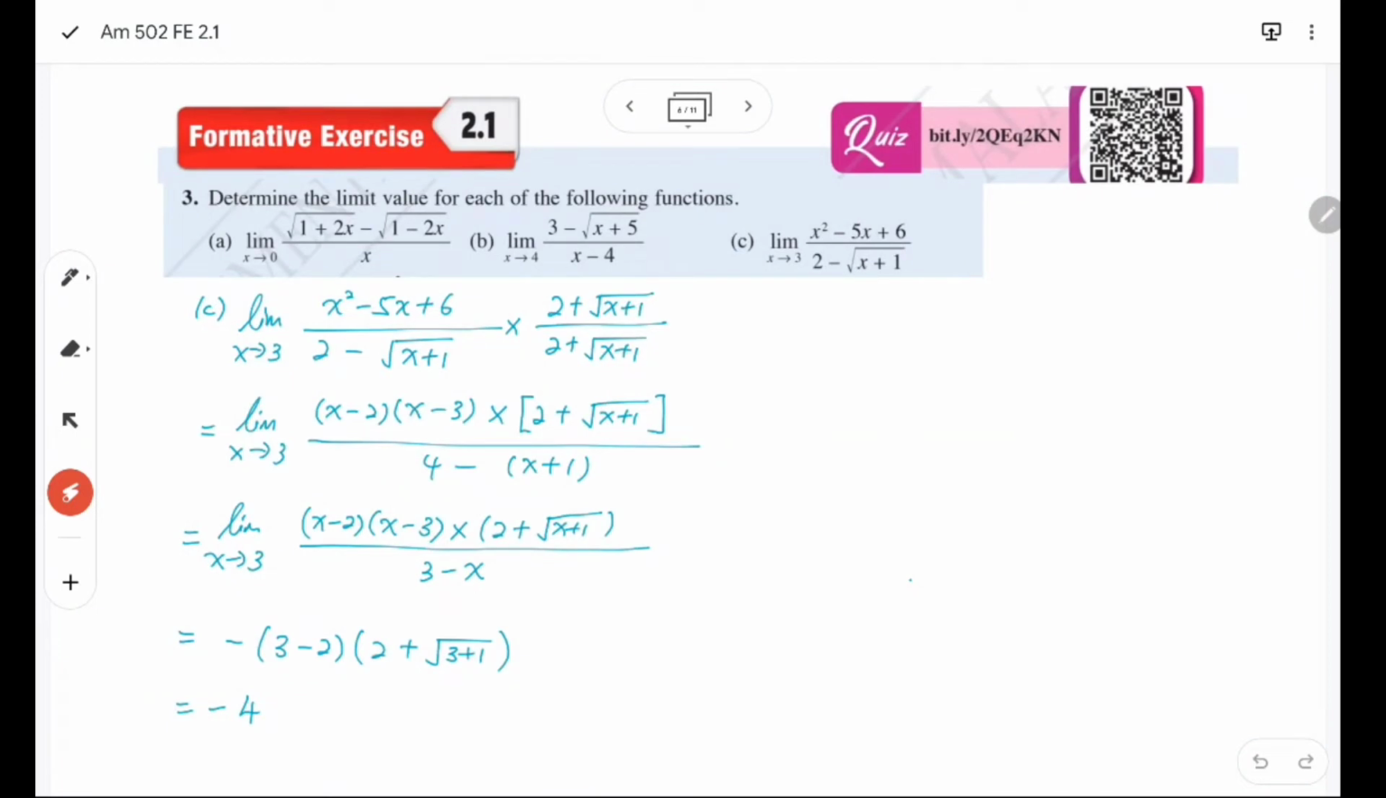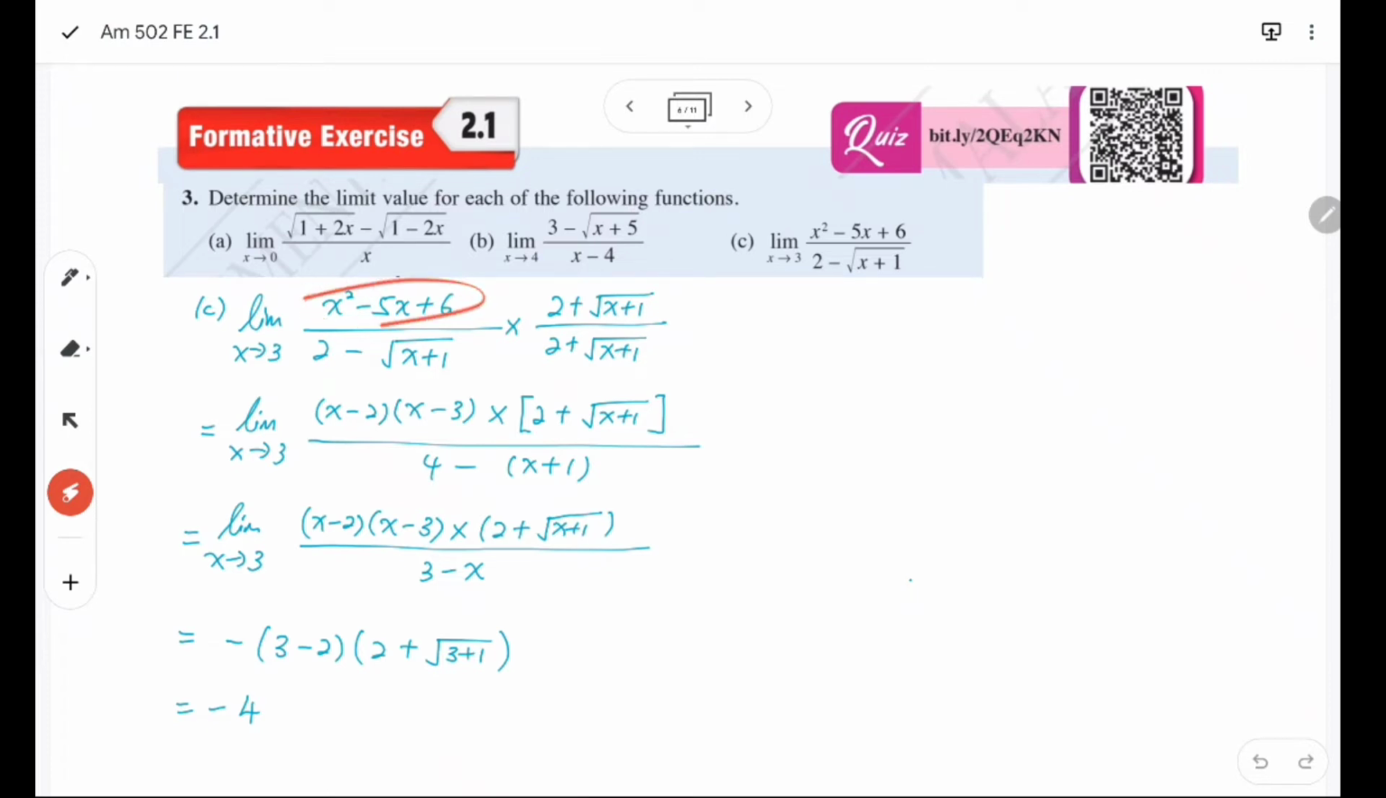C. The limit of x squared minus 5x plus 6 over 2 minus square root of x plus 1 when x tends to 3. So now we see the denominator is irrational. So we try to rationalize the denominator, right? So x squared minus 5x plus 6 times the conjugate of the denominator. So we get 2 minus square root of x plus 1, we should times with 2 plus square root of x plus 1.